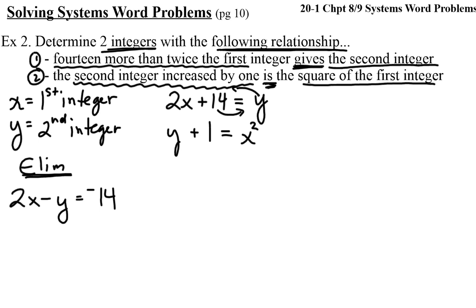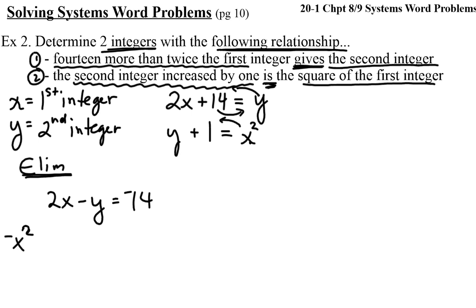My second equation, well, in that case, I have an x squared. I don't have an x, so I'm going to move my x squared over, and it'll be a negative x squared. But now if I want to line things up, I need to spread this out a little bit. 2x minus y equals negative 14. So I have negative x squared plus y, and then my 1 would go over to be a negative 1.